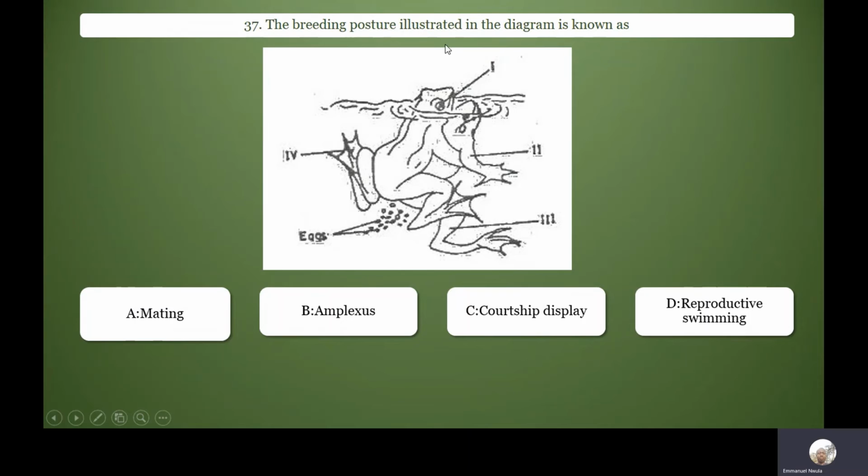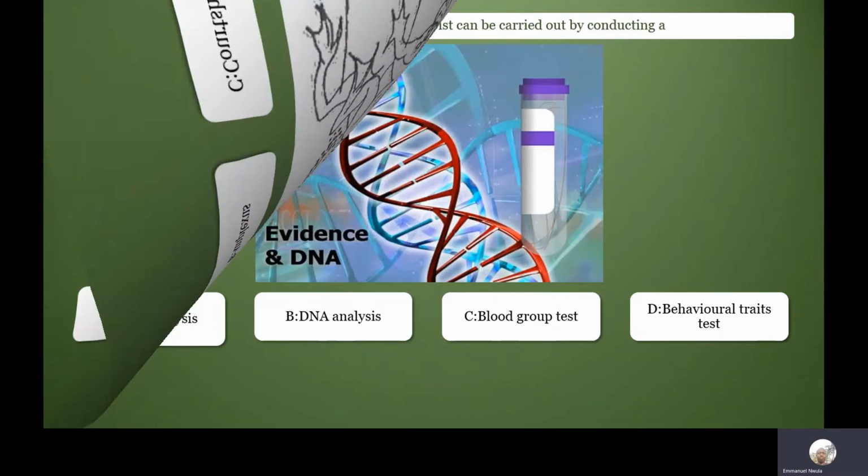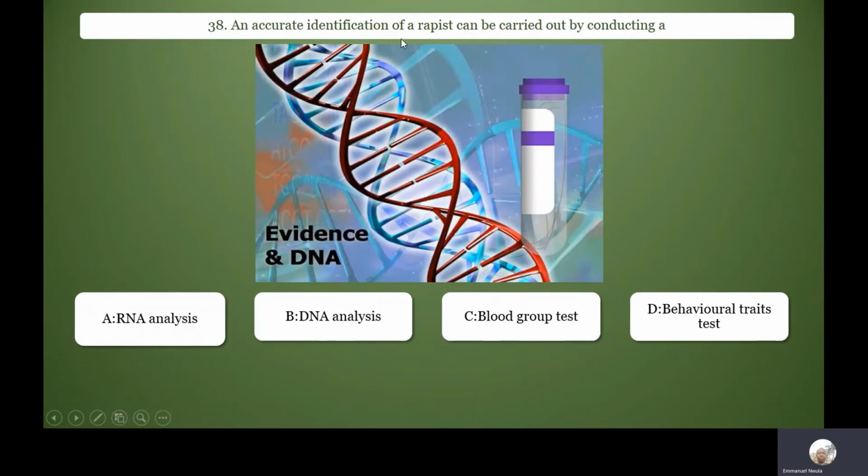The breeding posture illustrated in the diagram is known as... the correct answer is B, amplexus. The male mounts on the female. That is amplexus. An accurate identification of a rapist can be carried out by conducting DNA analysis. Our DNA fingerprint is unique for each individual. So the correct option here is B.